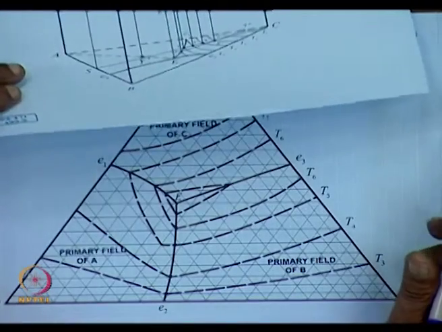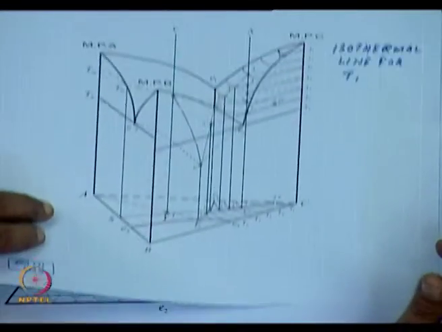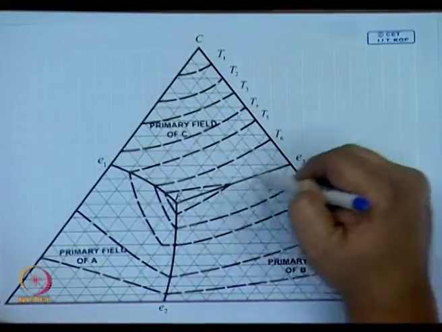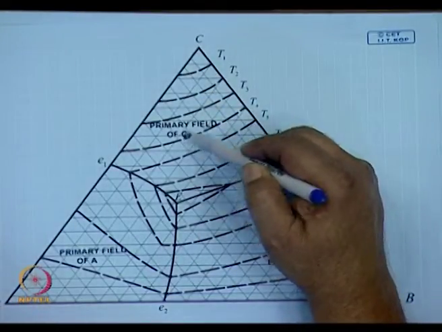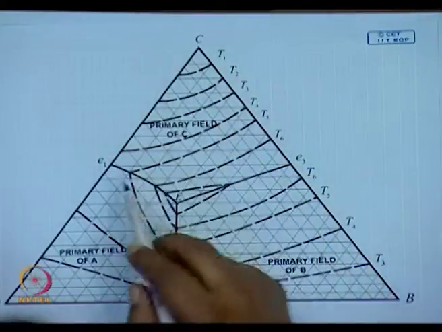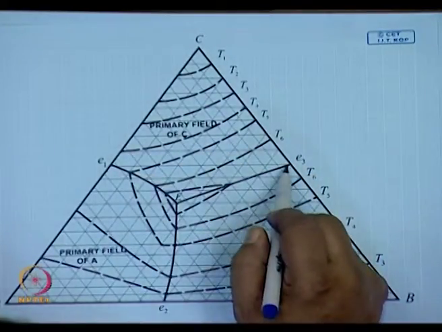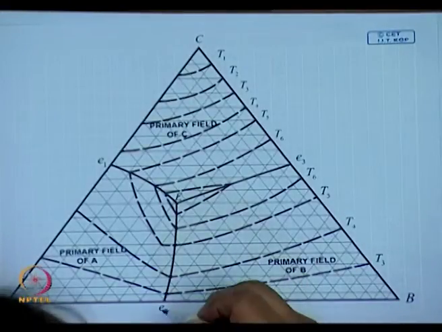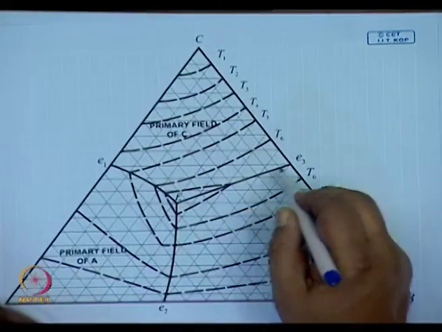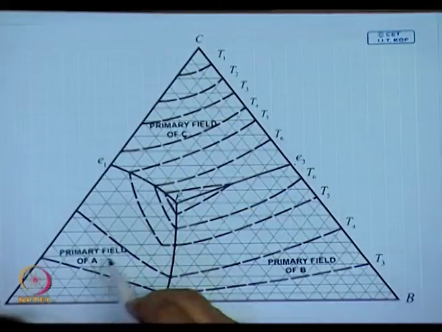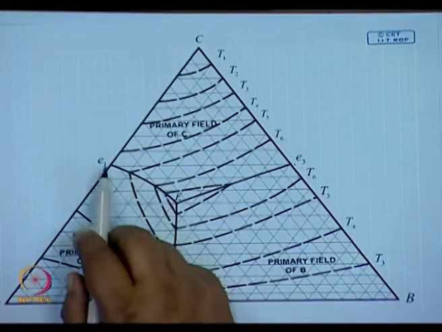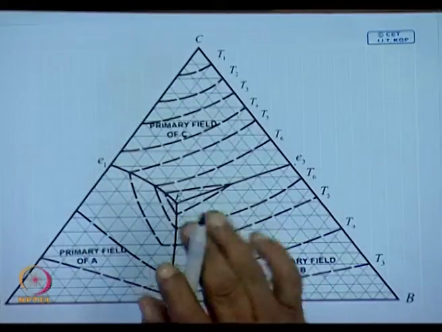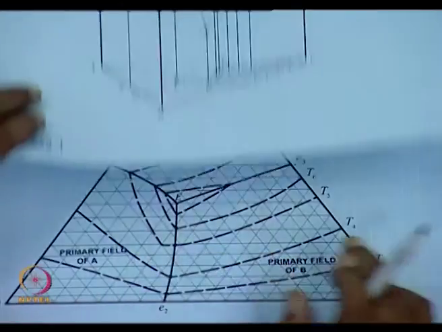And so, what we have is basically here the primary phase field of C, which is bounded by this line E1, E3, the primary phase field of B, which is bounded by E2, E3, and the primary phase field of A, which is bounded by E1, E2. I will come back to this diagram again to make another point later.